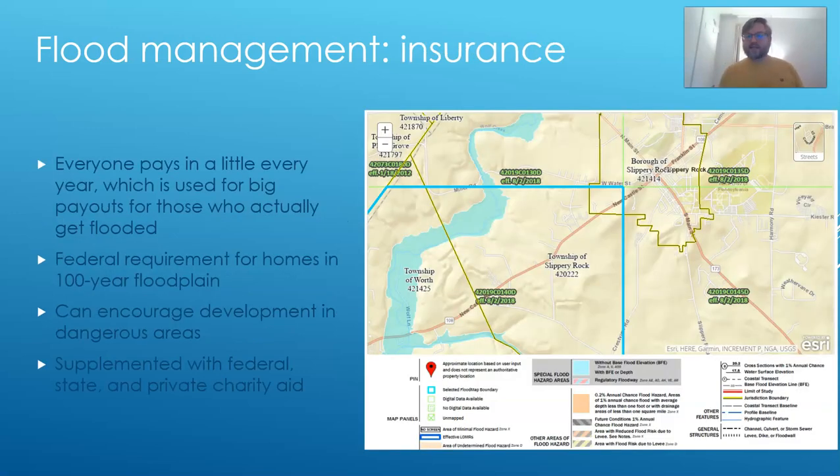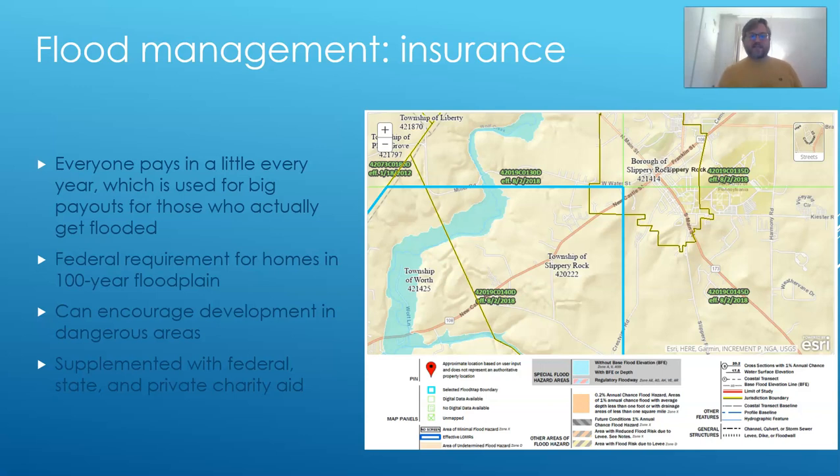Another thing we might do is to have flood insurance. Insurance is basically a method for spreading out risk. With an insurance scheme, everybody pays in a little every year. You pay your annual insurance premiums, and then that money is used to give a big payout to anybody who is actually harmed at some point. So we all pay a little every year, and if you get flooded, then you get the payout from that money that everybody was paying in. So it spreads the risk, shares the risk among people.